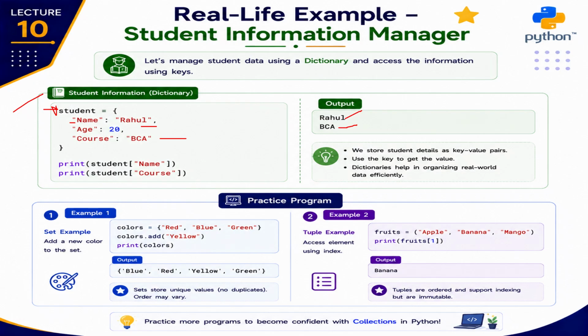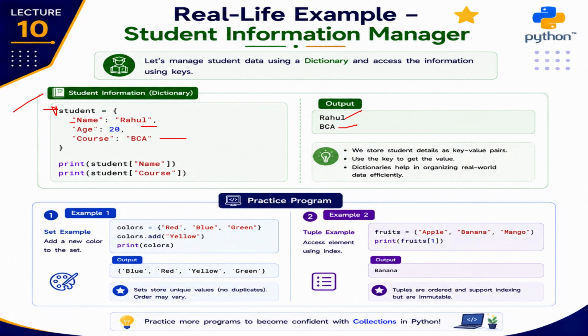Like if we use another print statement which accesses the key age, then it will return us 20. So you can see the output. So wherever we know the key, we can directly access its corresponding value.